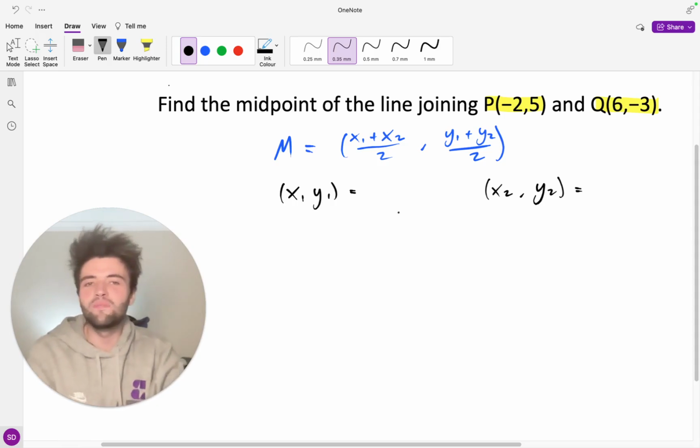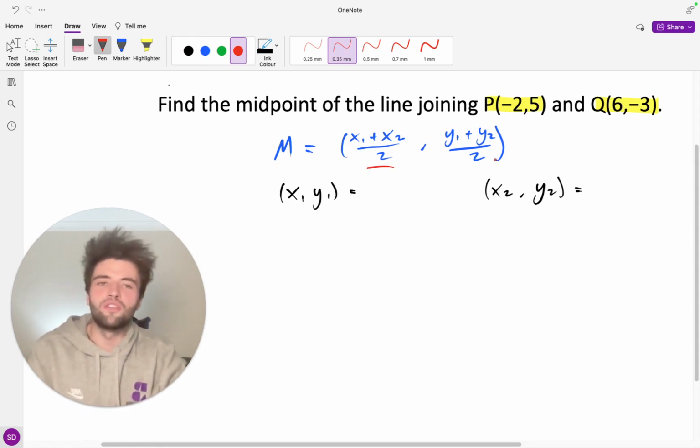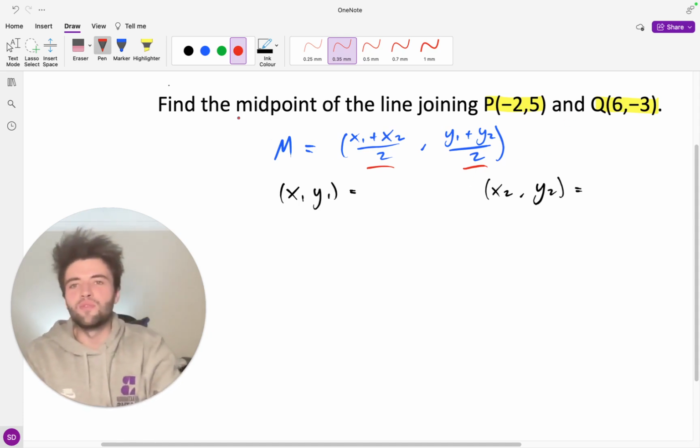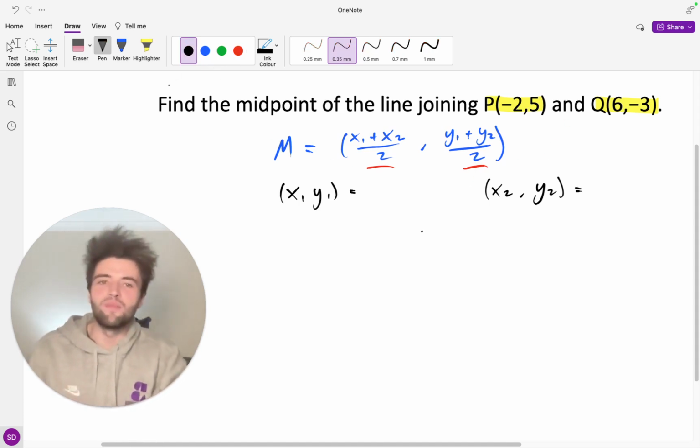And so the nice thing about the midpoint formula is it's basically just an average of two different coordinates. So we have the average of the x coordinates and the average of the y coordinates. So just add them together and divide them by 2. So a straightforward average, but we're just going to go through it step by step so we don't miss anything here.